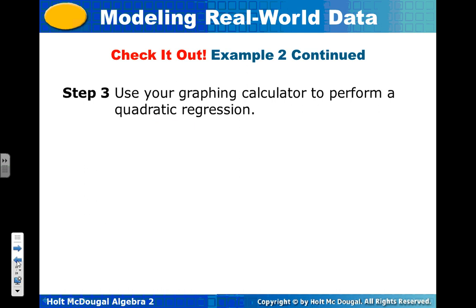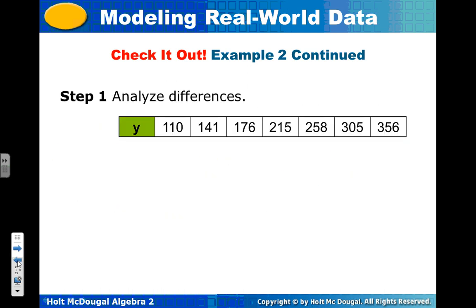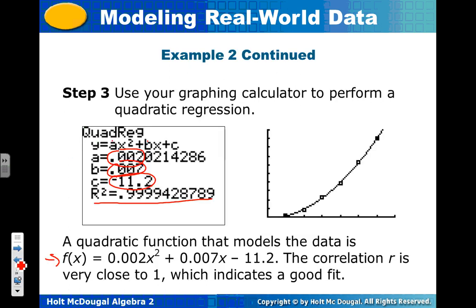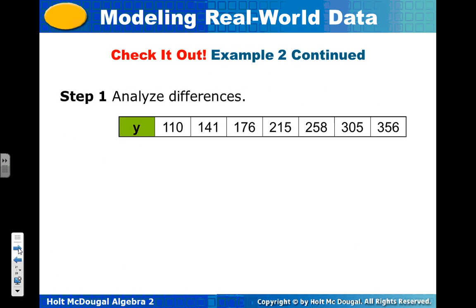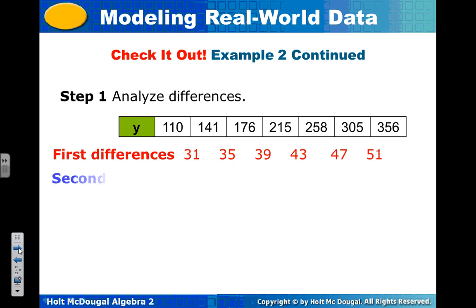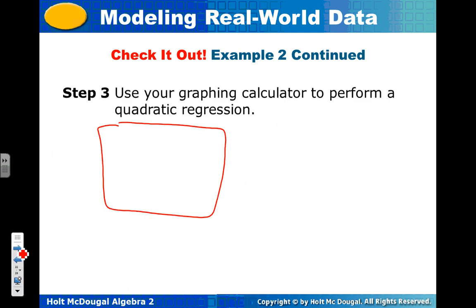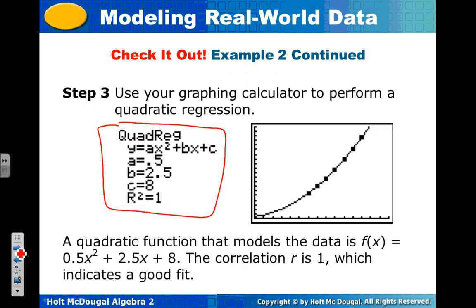On the example before, these dots are empty on the inside. They're not exactly on the line. But on our example here, because the second differences were all 4, not close to 4, all 4, every piece fits on the line. So the model that you want to write down is 0.5x squared plus 2.5x plus 8. That is your quadratic model.